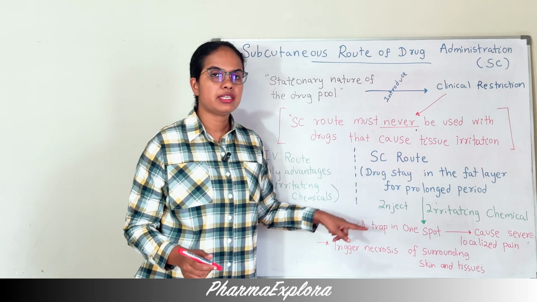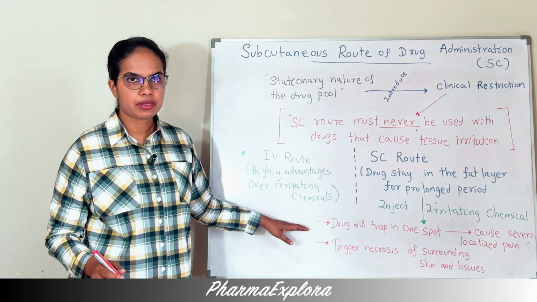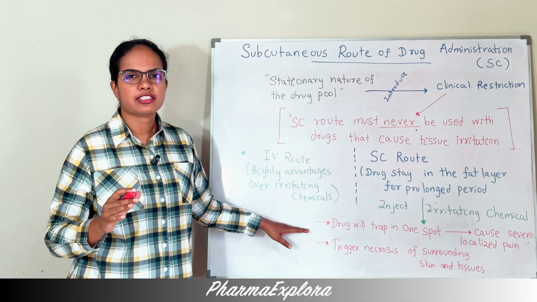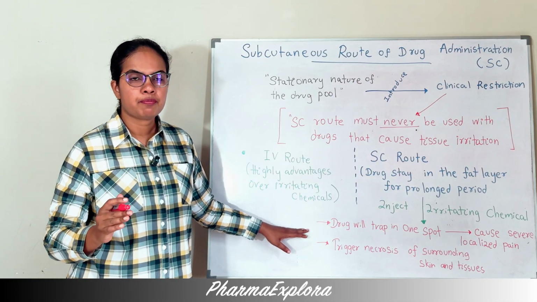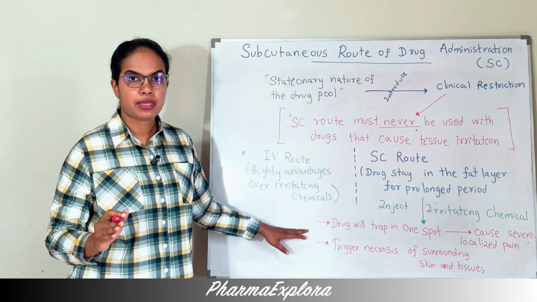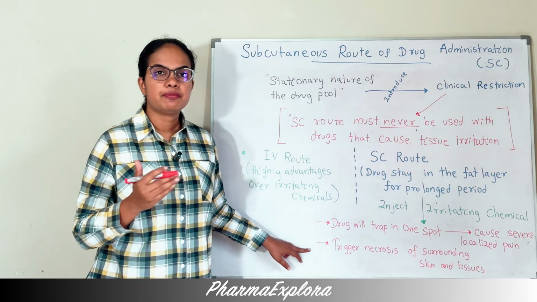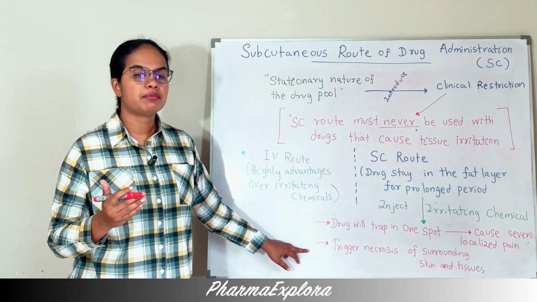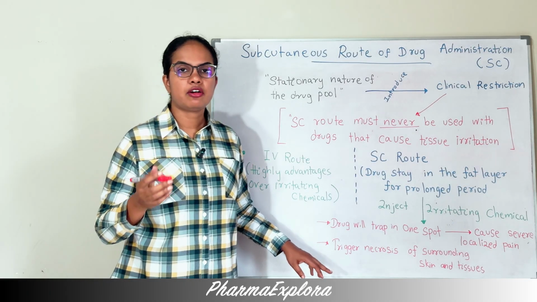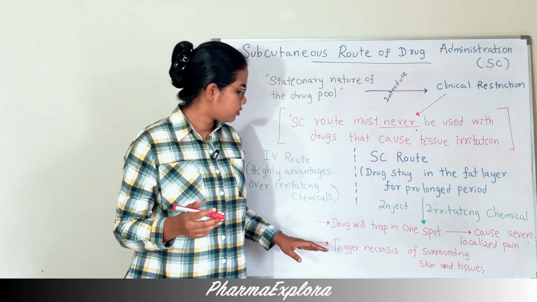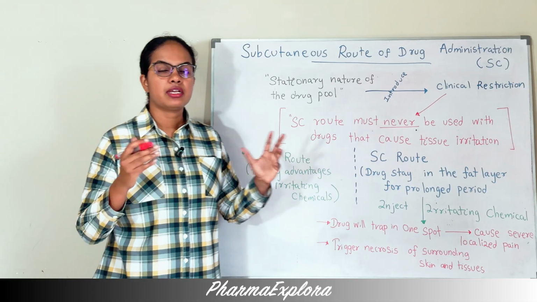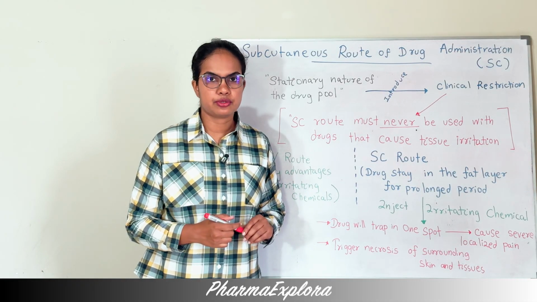If you inject an irritating chemical, the drug will be trapped in one spot and cause severe localized pain. Even worse, it can trigger tissue necrosis, that means death of the cells, in the surrounding skin and tissues as well.